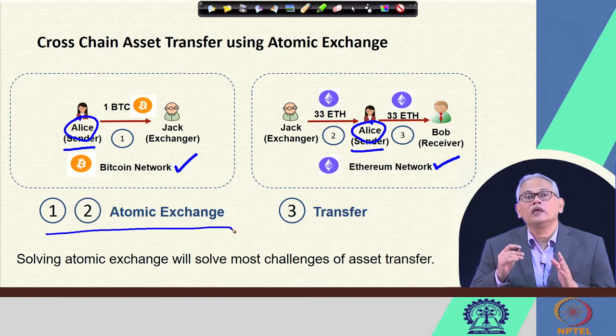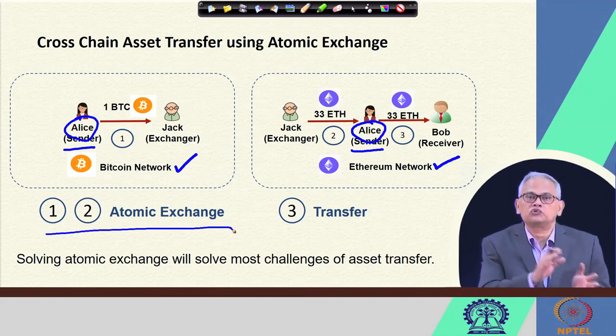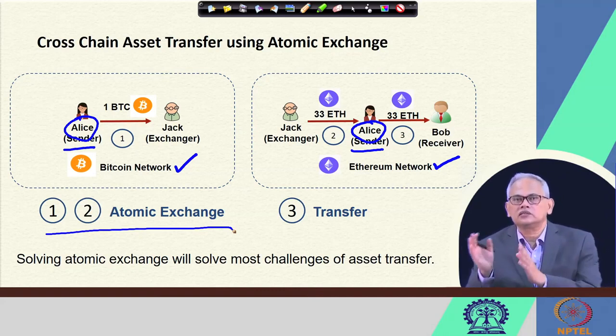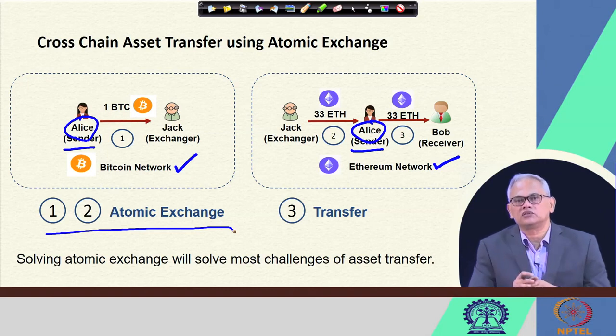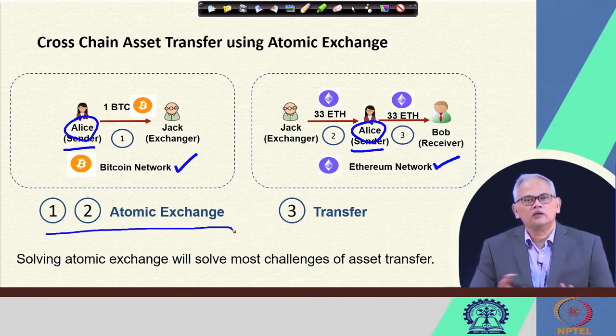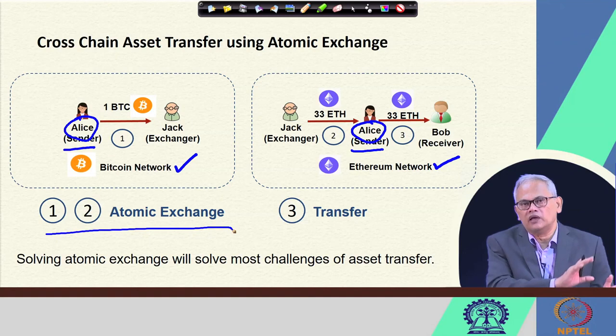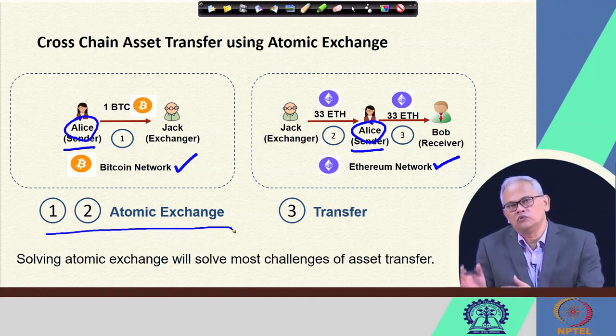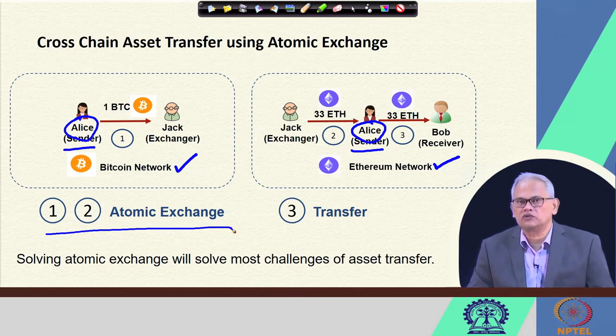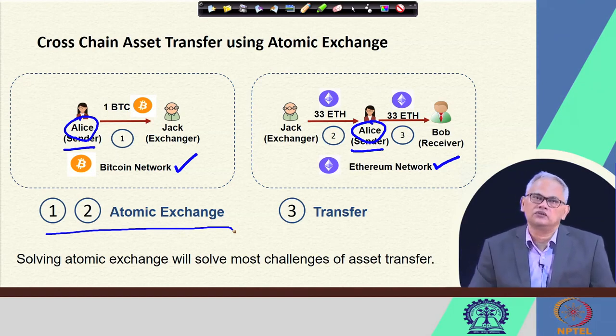take place, but even after these two steps 1 and 2 are carried out, in case that step number 3 is delayed, it is not a problem, because in fact from the beginning Alice has been able to get that 1 Bitcoin transferred to her account, that is the equivalent of 33 ethers in the Ethereum network.